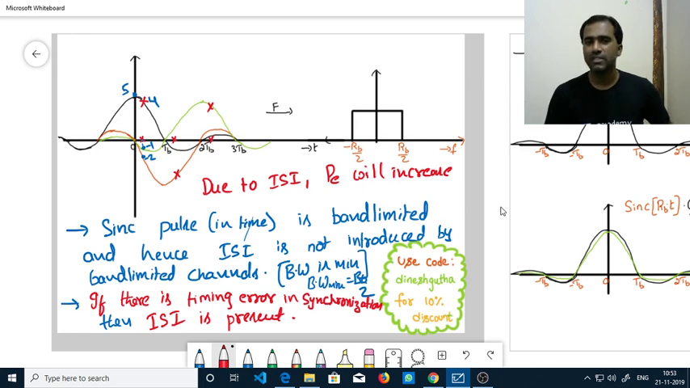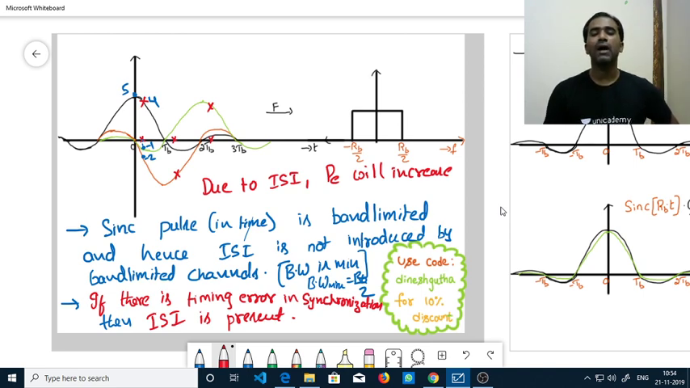Right? How to overcome this problem? Using just sinc pulse shaping, we cannot reduce the ISI because of timing error. Because of timing error, sinc pulse cannot help us. If there is no timing error, sinc pulse is the best pulse in terms of bandwidth. Sinc pulse is band limited. That is an advantage. So if you pass through a band limited channel also, no ISI is introduced by the channel. The second important advantage of sinc pulse is that it has the least bandwidth possible. But the disadvantage is if there is an error in timing synchronization, then we are going to have a problem. We are going to have a huge amount of ISI.